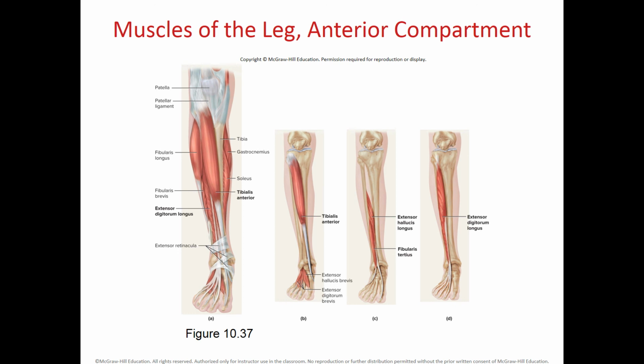So tibialis anterior, extensor hallucis longus, extensor digitorum longus, and peroneus tertius, all of them are part of the dorsiflexors of the ankle and extensors of the toe. They are innervated by the deep peroneal nerve or fibular nerve. So here we have the extensor digitorum longus, so this extends our toes. This is the tibialis anterior, extensor hallucis longus, that extends our big toe, and then this is the extensor digitorum longus. And then this is the fibularis tertius.